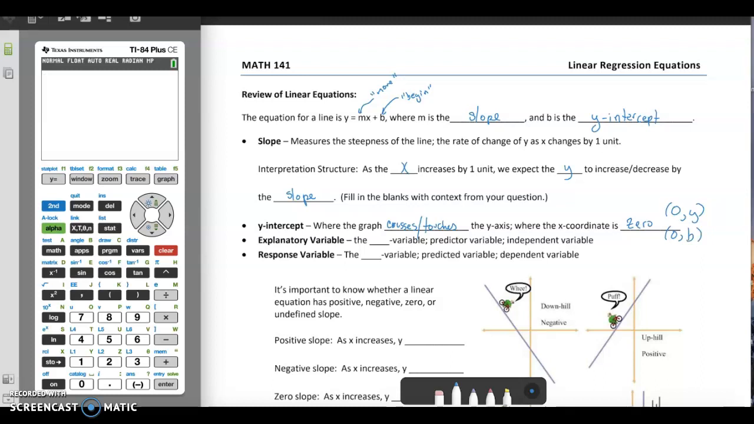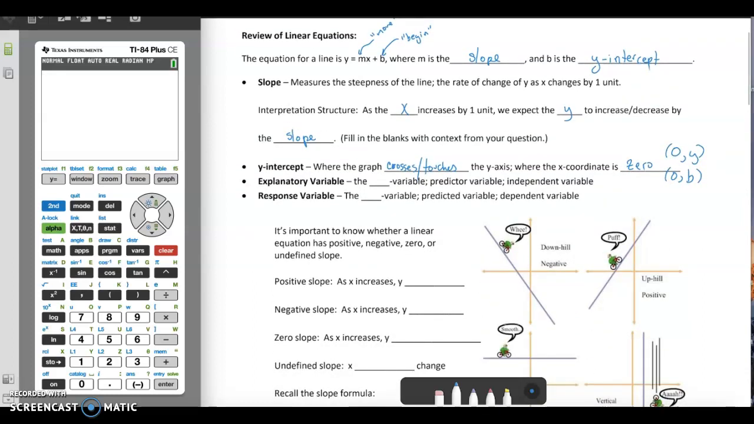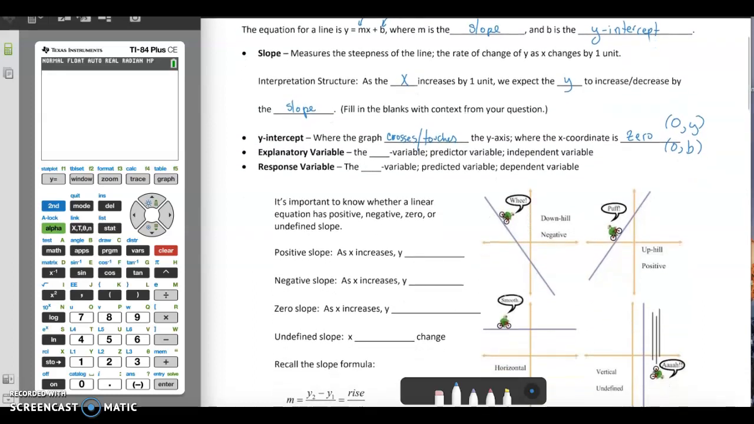Now there are a lot of different words to describe the next two definitions here. So the explanatory variable is just another word, the statistics word for your x variable. Sometimes it's also called the predictor or the independent variable. Those are all ways to say the x value. The response variable is then your y variable. It's the predicted variable or the dependent variable.